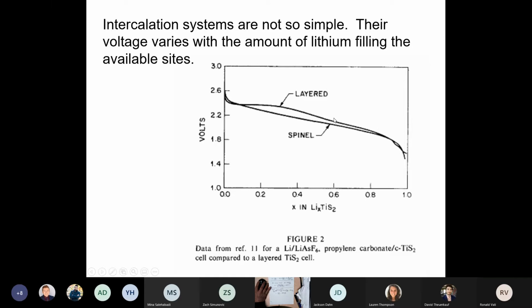Different materials show different behavior. So how do we treat the situation when the voltage varies with the state of charge? That's the question. So I'll show you how to do that and go back to the document camera.